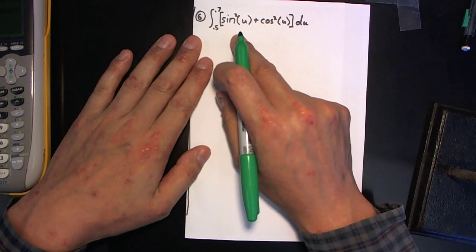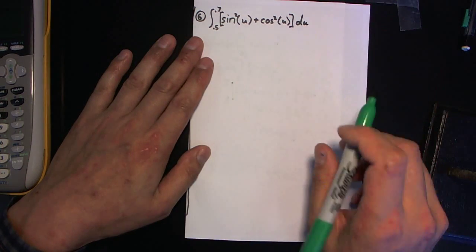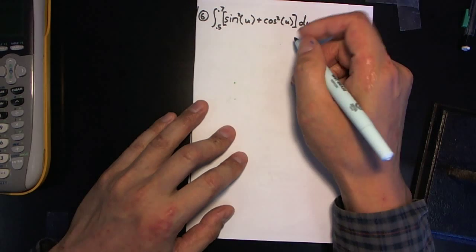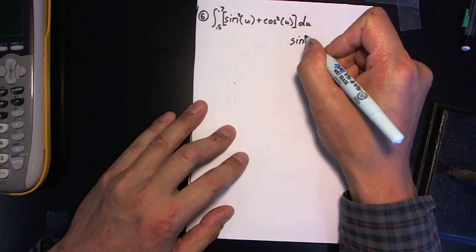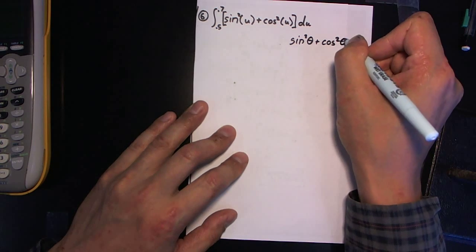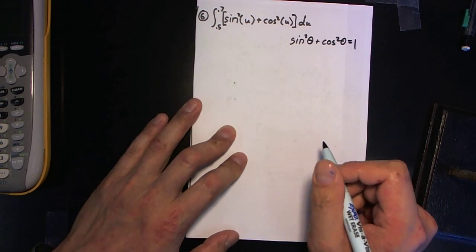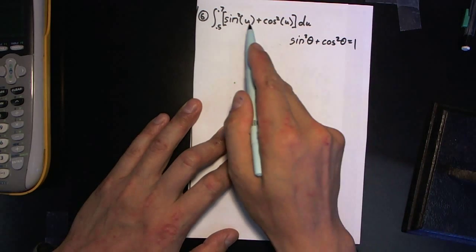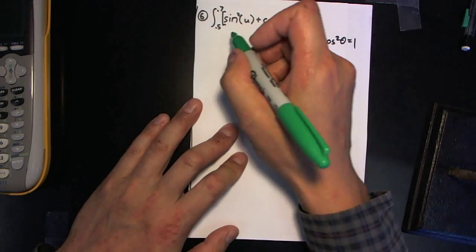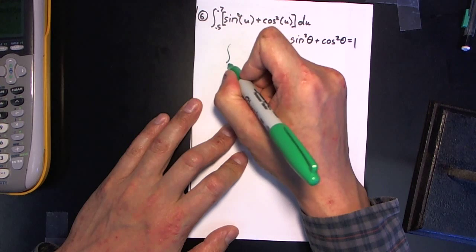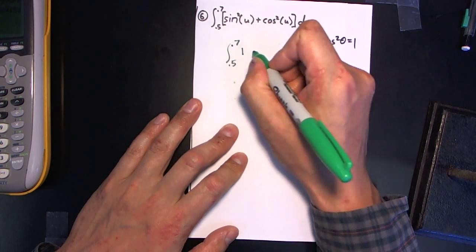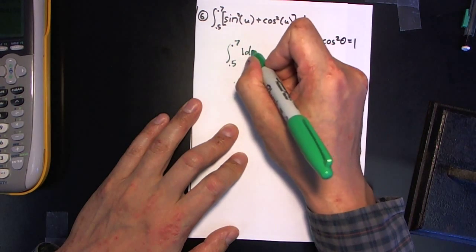So there has to be some trick to it, and the trick is, if you remember back from your trig identities, that sine squared theta plus cosine squared theta always equals 1. So if this works for thetas, it works for u's. So really, this is just the definite integral from 0.5 to 0.7 of 1 du.